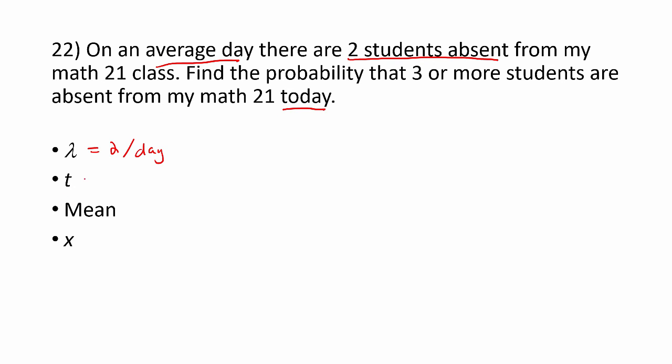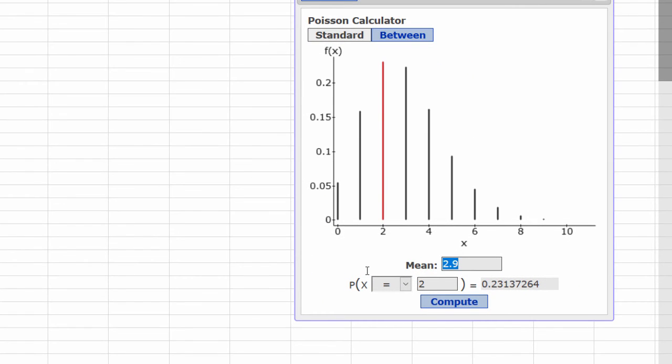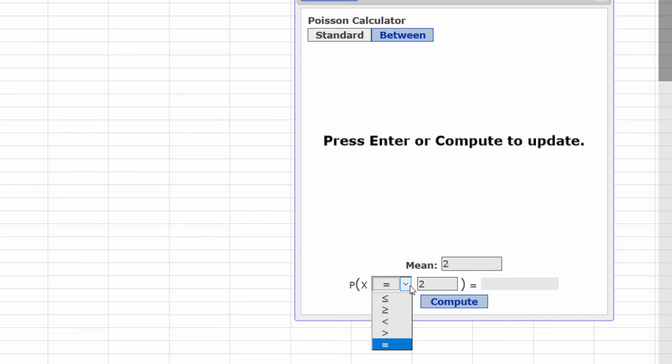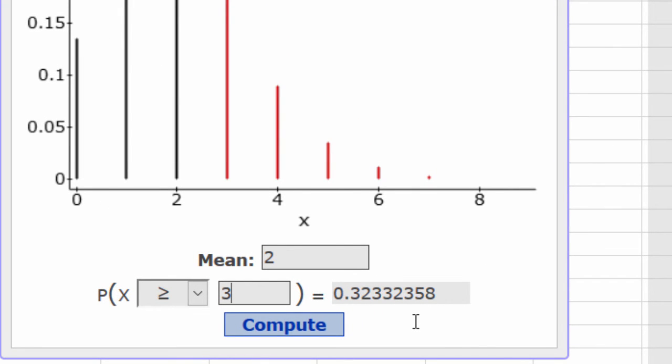So the time interval is 1 day. Multiplying lambda times t, the mean is 2 absences. And we're looking for the probability that 3 or more students are absent. Here that means that x is going to be greater than or equal to 3. Let's go to StatCrunch. In this example, we changed the mean to be 2, and we're looking for x to be greater than or equal to 3. Press compute. And to 4 decimal places, that's 0.3233.